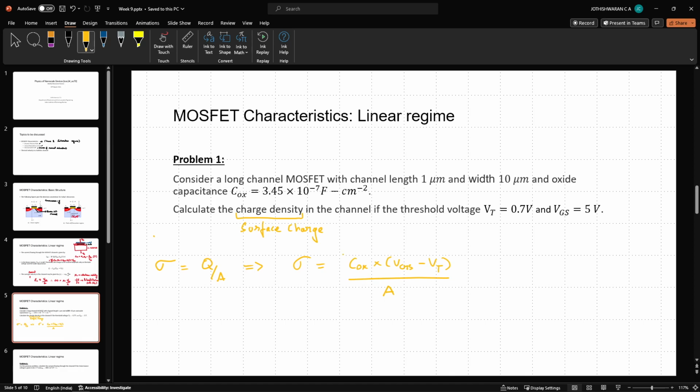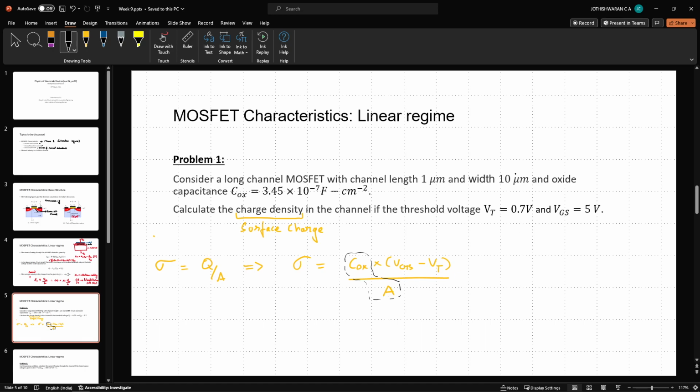And this quantity right here is capacitance per unit area, which is what is given to us. Of course, it has been given in terms of farad per centimeter squared. So we should remember that the corresponding charge density will also be in per centimeter square units. Okay, so that is the idea here.